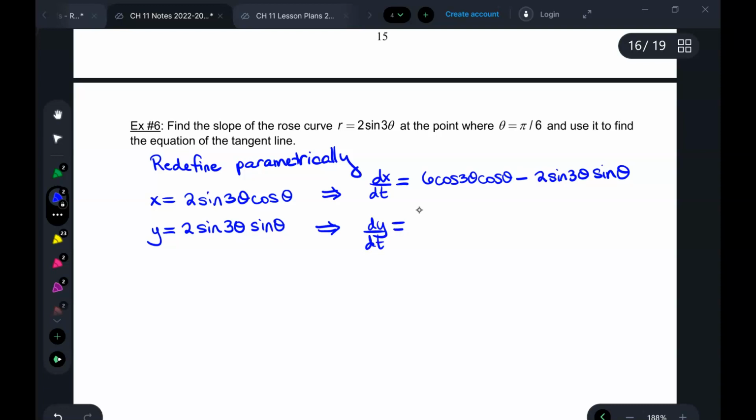Okay. Oh, I just realized I put a dt. I'm getting mixed up with my variables. This should be a d theta. Okay, so dy/d theta. So this is going to be 6 cosine 3 theta times sine theta, and then plus 2 sine 3 theta times cosine theta, right? Derivative of sine.